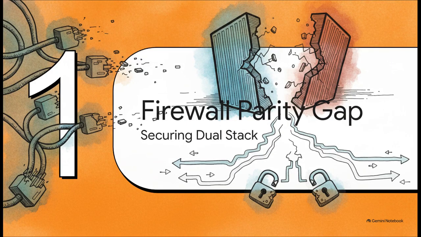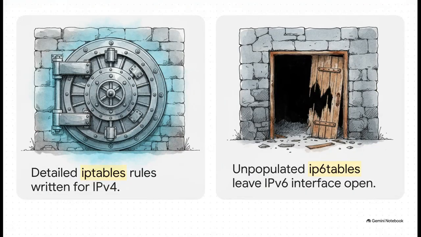Starting with Section 1, the firewall parity gap and securing the dual stack, we really need to analyze this because it's the most common, yet easily the most dangerous oversight in enterprise environments today. Think about the sheer contrast in how we usually build rule sets. Architects will spend hours meticulously crafting highly restricted iptables for IPv4, but then they completely fail to populate the ip6tables, which is the exact equivalent for IPv6. Because these are 2 totally separate rule sets, this oversight leaves the IPv6 interface entirely exposed to attackers. Like we were saying earlier, it's literally like installing a massive heavy-duty vault door on the front of your building, but taking the back door completely off its hinges.